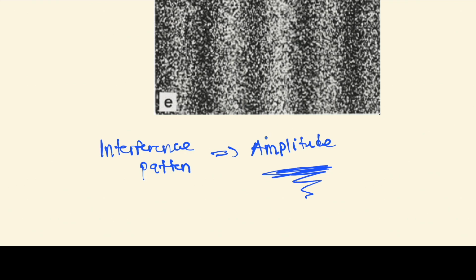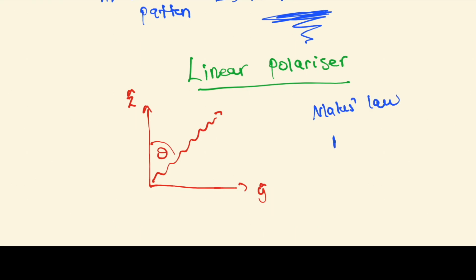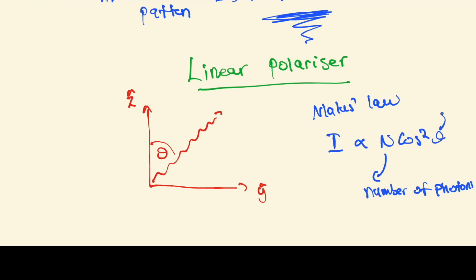The next experiment that I would like to talk about is the linear polarizer. Imagine we have an analyzer that only allows light polarized along the z-axis to pass through it. Let's say this is our z-axis, this is our y-axis, and we have incoming light polarized at an angle theta to the z-axis. According to Malus' law, the measured intensity after the polarized light has passed through the analyzer goes as N cos squared theta, where N is the number of photons and theta is the angle between the z-axis and the direction at which the light is polarized.